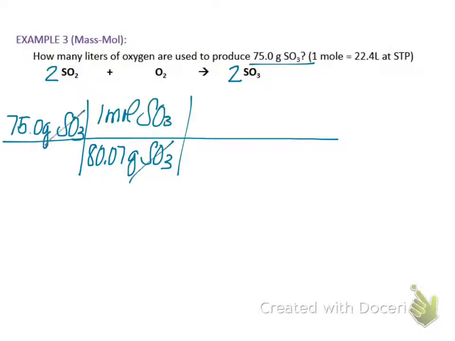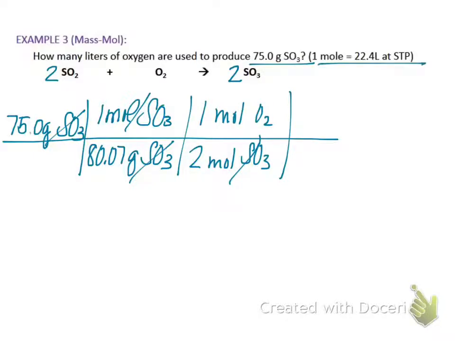Cancel, cancel. Now, since I'm in moles, now I can use my mole ratio. So there are 2 moles of SO3, and it requires 1 mole of oxygen to make that. Cancel, cancel. So if it was asking for grams, at this point I would plug in my molar mass of oxygen, but it's not asking for grams, it's asking for liters. And luckily they gave it to me right there. So for every 1 mole of oxygen, it's actually 22.4 for any gas. It's 22.4 liters of oxygen.